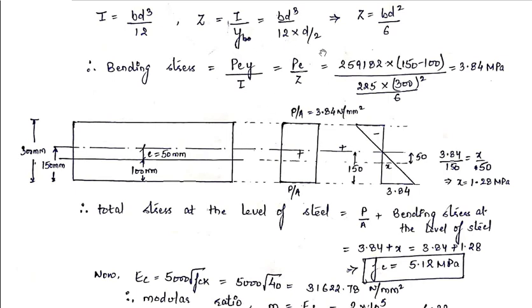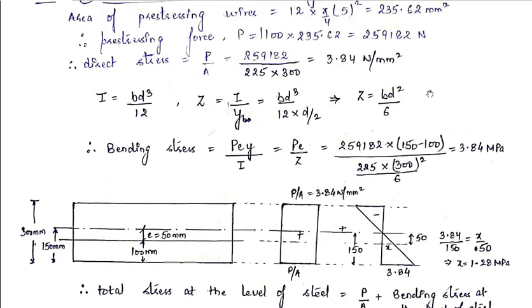So I can replace y by d by 2. And if I solve this equation, the value of z, that is the section modulus, will come out to be bd square by 6. Therefore, this term Pey upon I can be written as Pe upon z, and z can be replaced by bd square by 6. And now just put all the values.